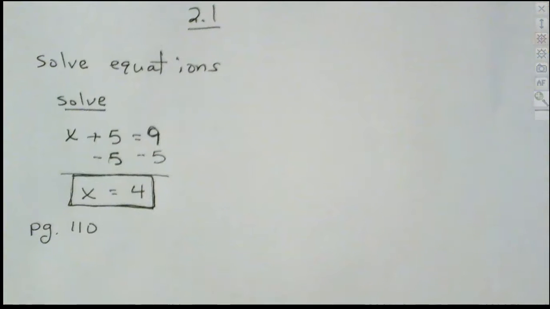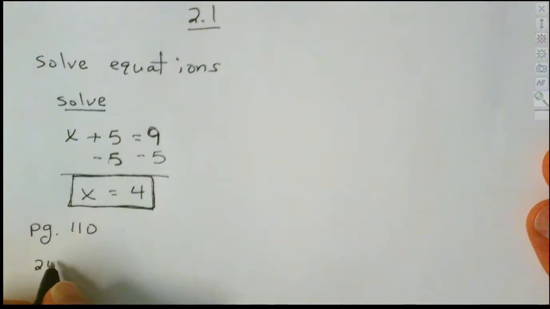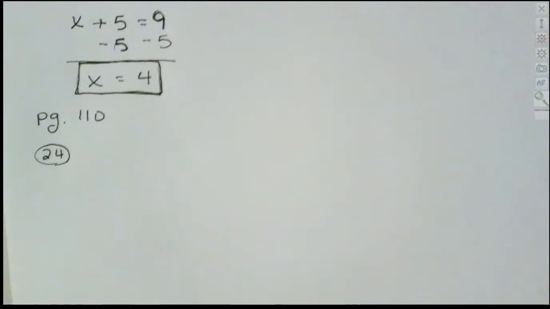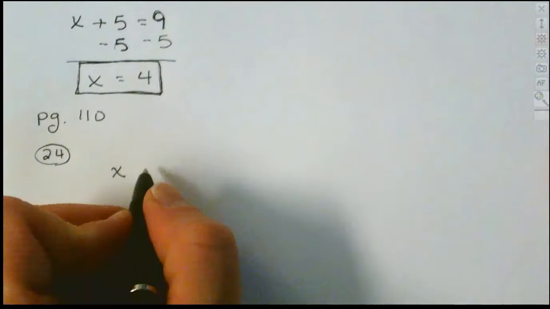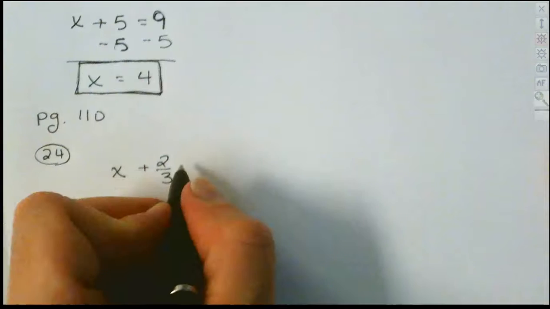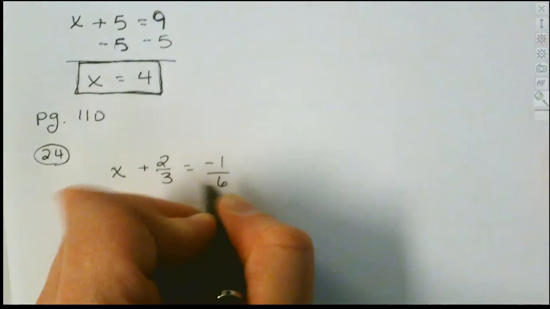These are on page 110. And let's look at question 24. If you don't have your textbook, not a problem, because I'll write them on the screen here. So let's look at question 24. We've got x plus 2/3 equals a minus 1/6.